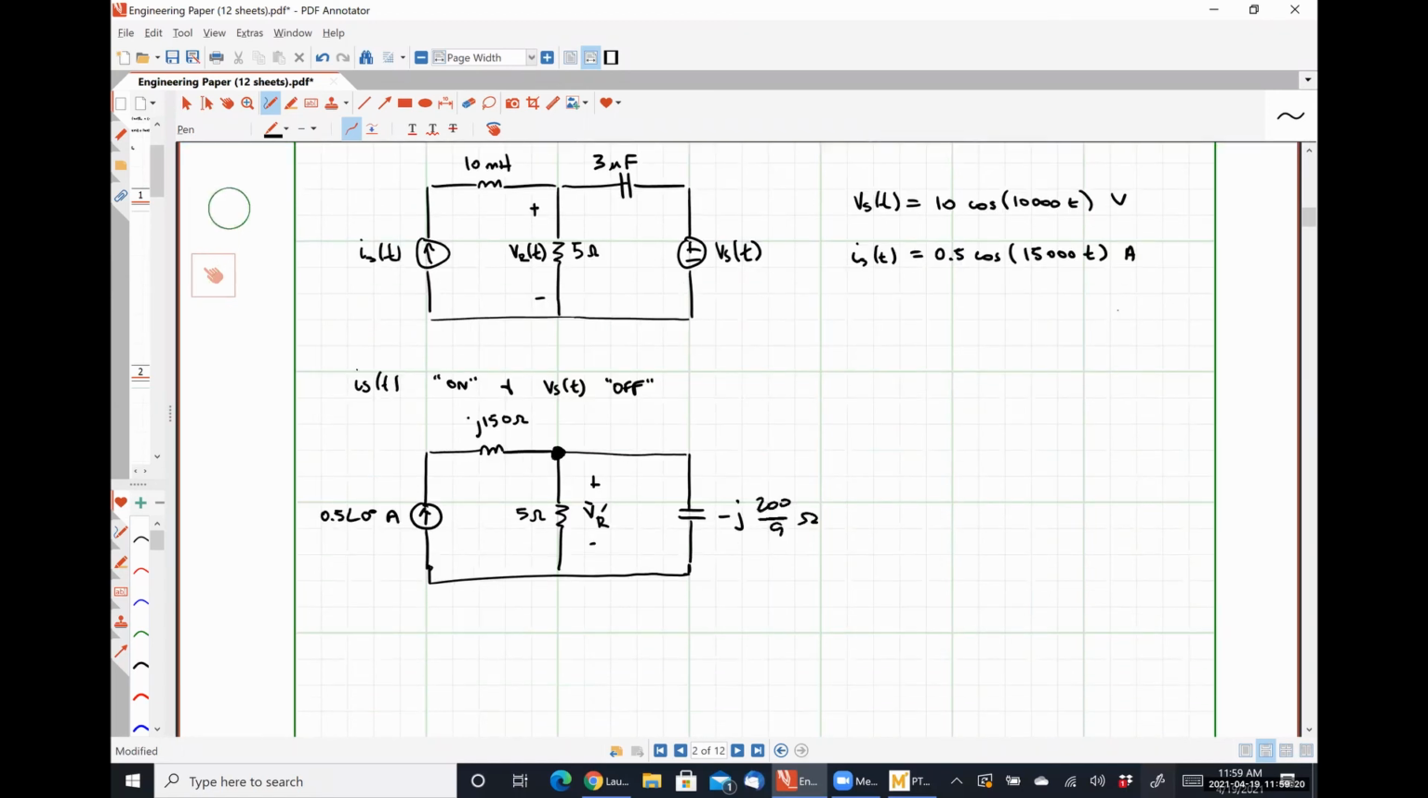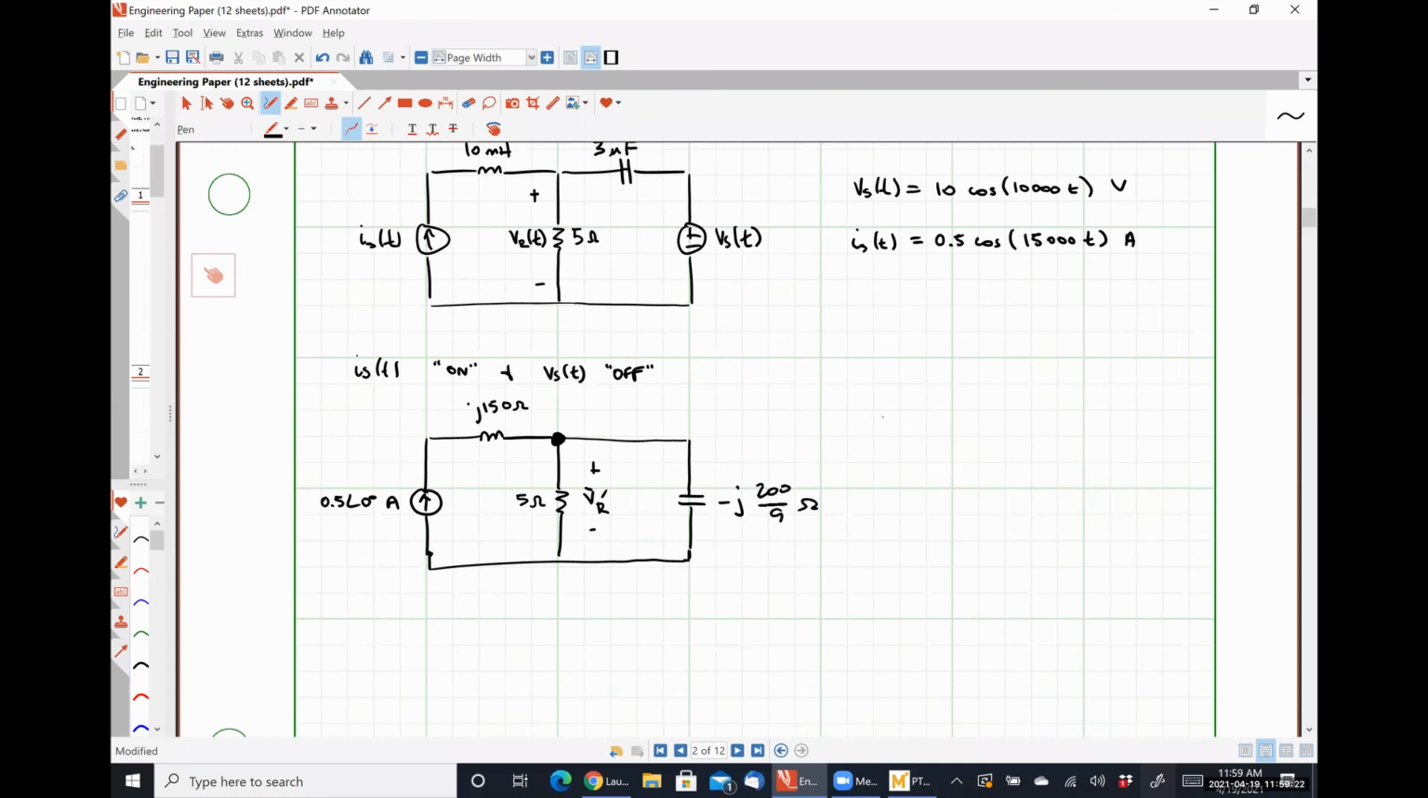So we are going to have VR prime is 0.5 angle 0 times 5 ohms times minus J 200 over 9 ohms over 5 minus J 200 over 9 ohms. And if you wanted to, you could absolutely verify that this is literally the exact same equation you would get by doing current division and then multiplying by the 5 ohm resistor as well. It just takes care of it in one step.